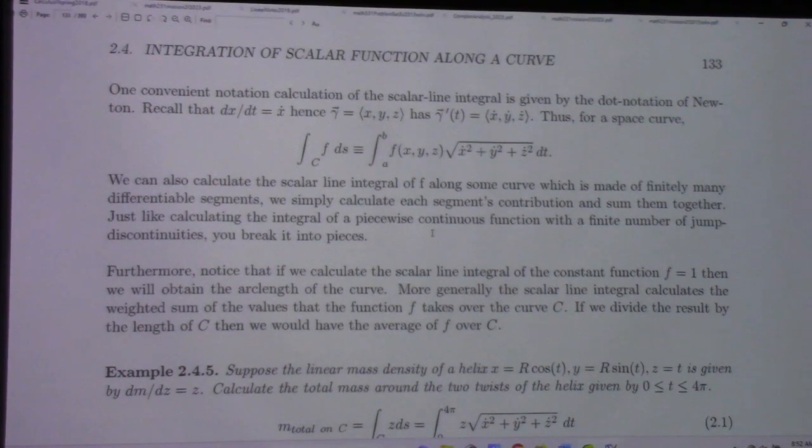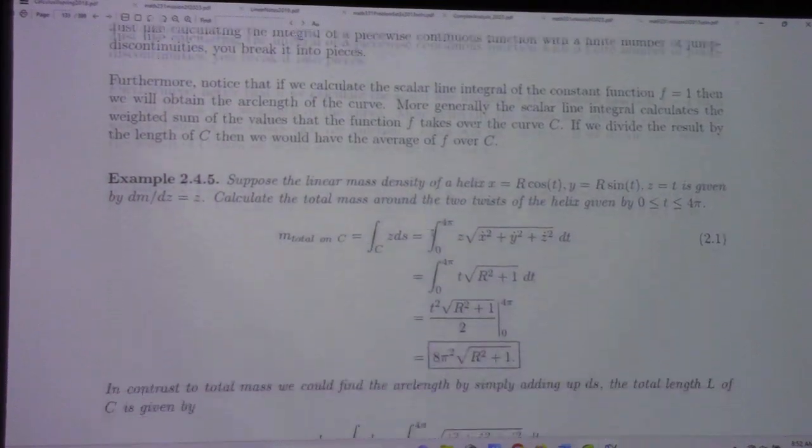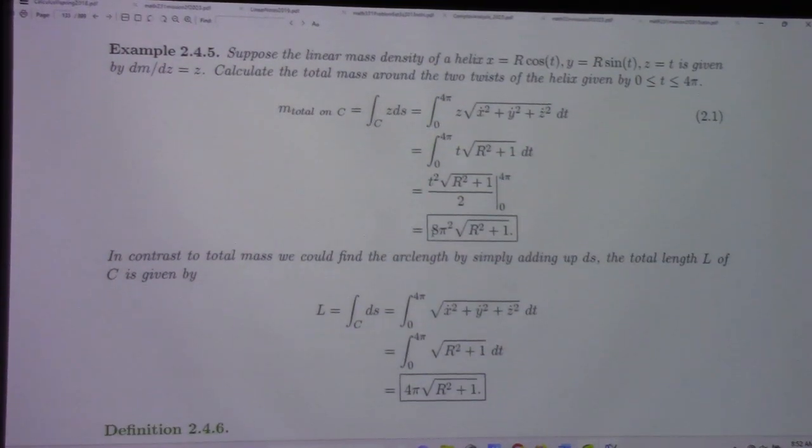So let me look at an example here, and then I'll put this projector away. One more thing. If I had a helix, one of my favorite examples, R cosine t, R sine t, z equal to t. And I had that the mass per unit length was given by z. So like the mass density is dm dz equals z. So what would that look like?